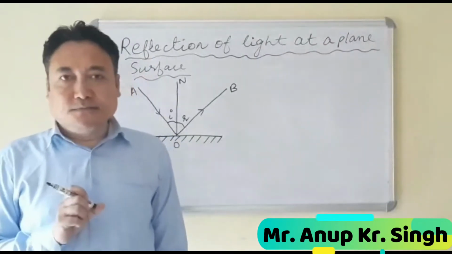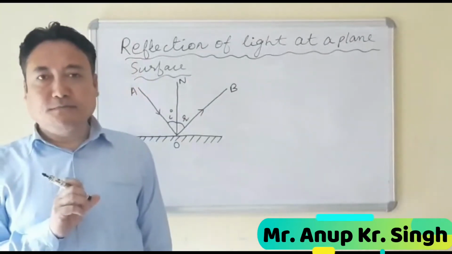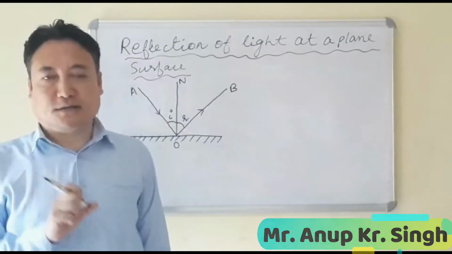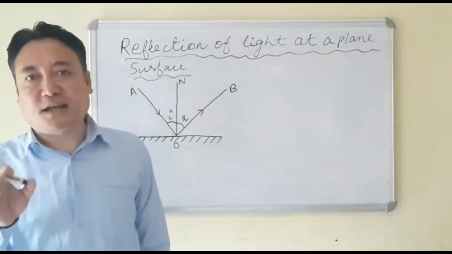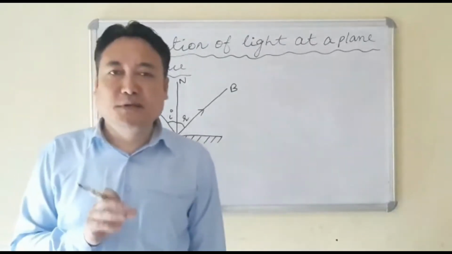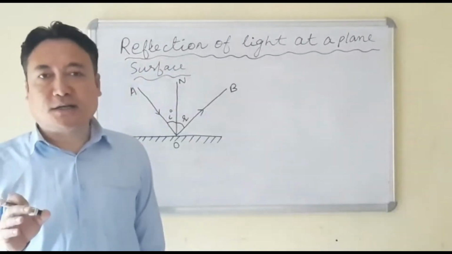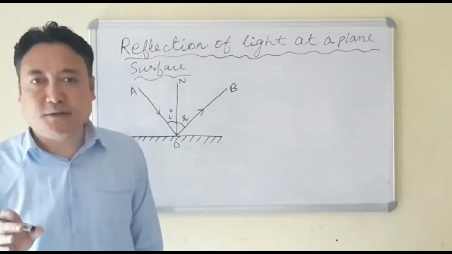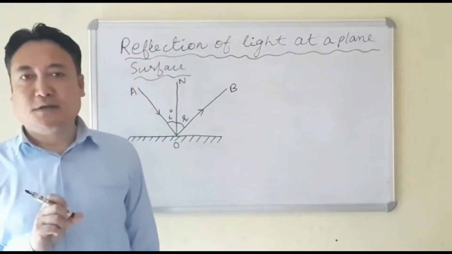There are two types of medium. Air is one of the mediums, and the other is glass and water. So that means there are three mediums: one is air, the other is glass and water. Now air is considered a rarer medium, R-A-R-E-R. Glass and water are considered to be a denser medium, D-E-N-S-E-R.